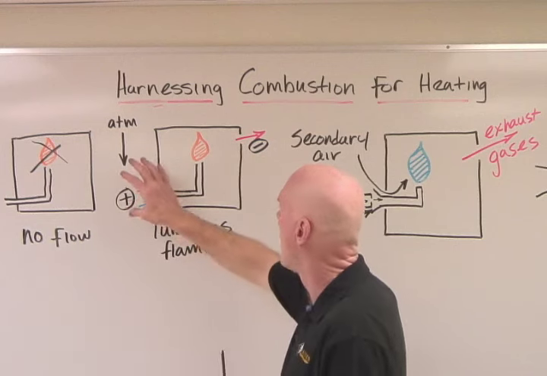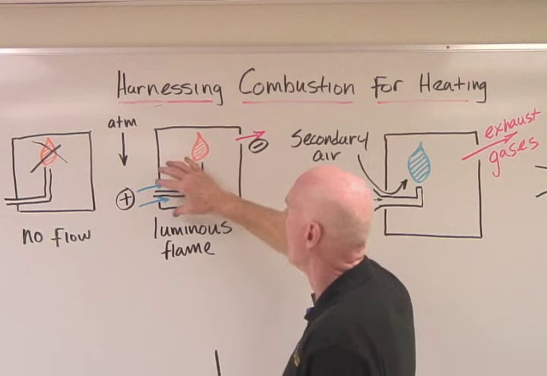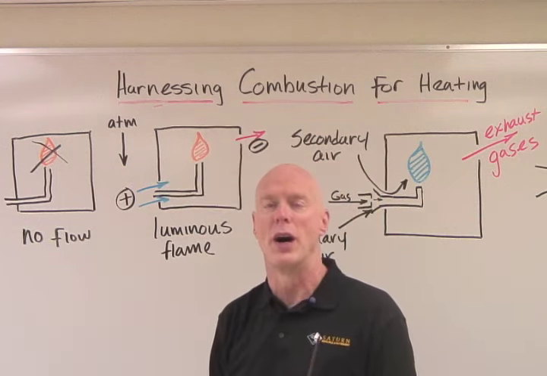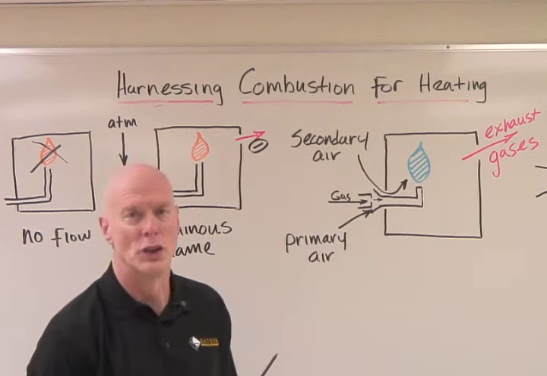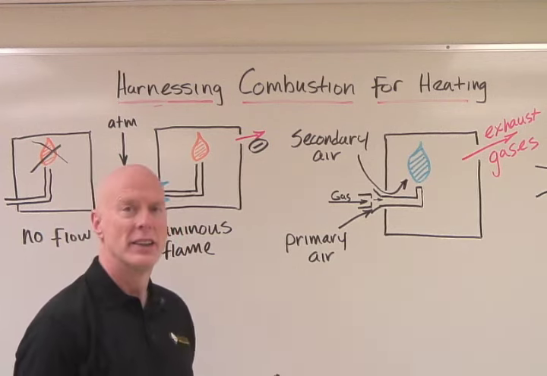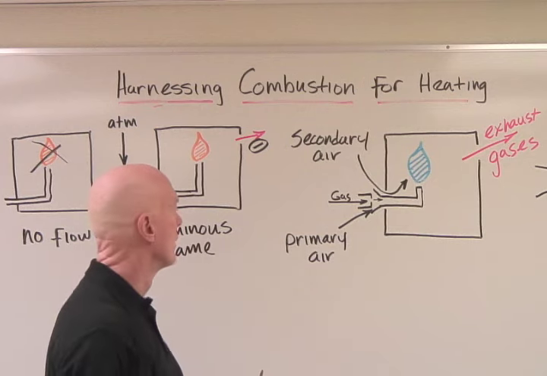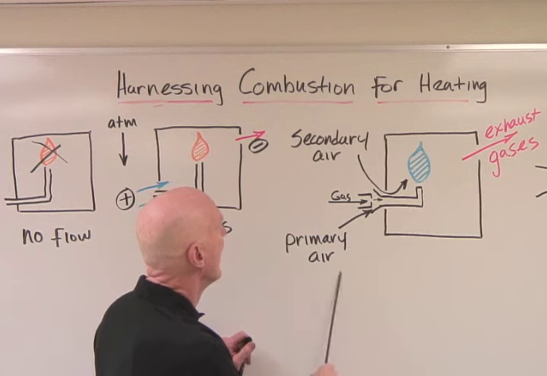We would like to have a continuous flow of combustion air and exhaust gases through the process. That's what we need to have predictable, useful combustion. Now, let's modernize the combustion a little bit, because now what we're going to add is primary air.